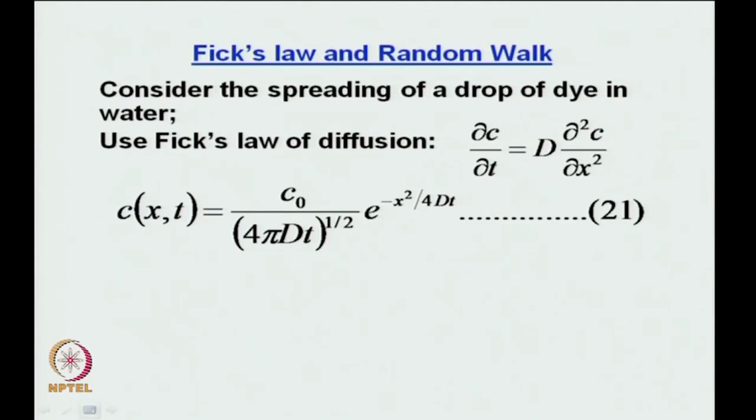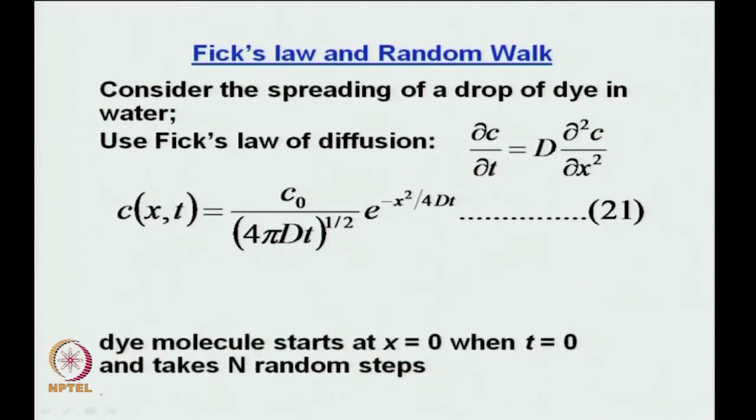Now, to try to bring about a parallelism in these two, we say, suppose the dye molecule starts at x equal to 0 when t is equal to 0 and now takes n random steps. So, think about it like this: the dye is diffusing definitely, but forget about the diffusion for the time being.